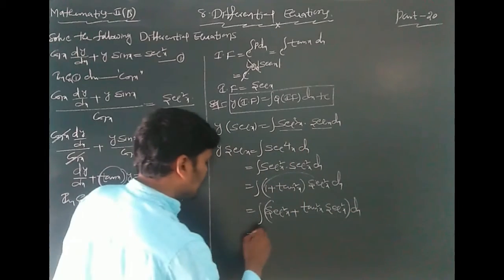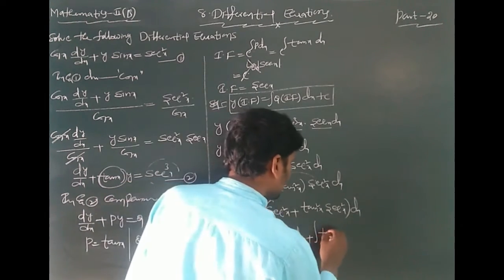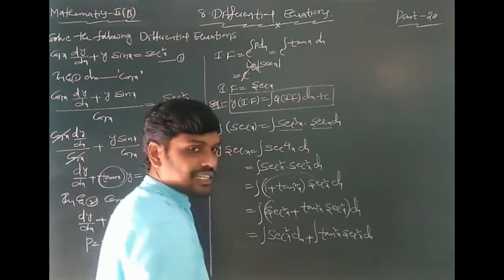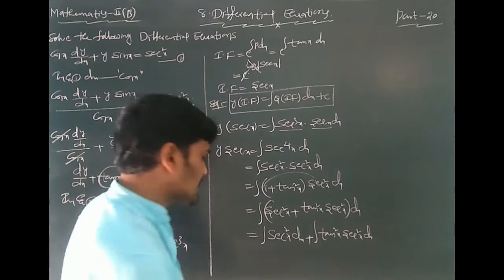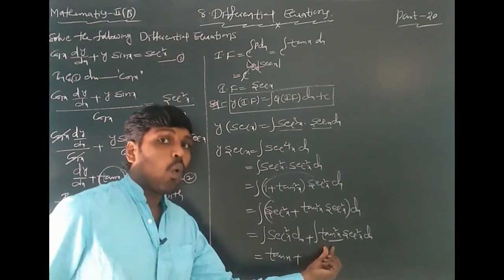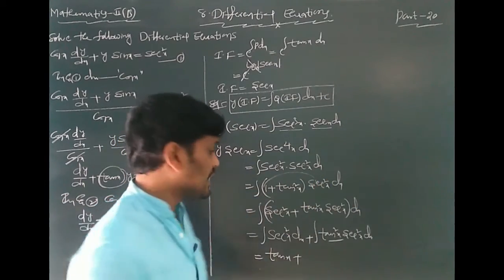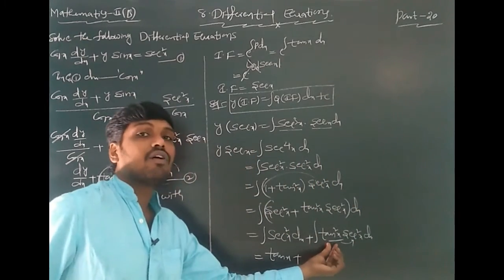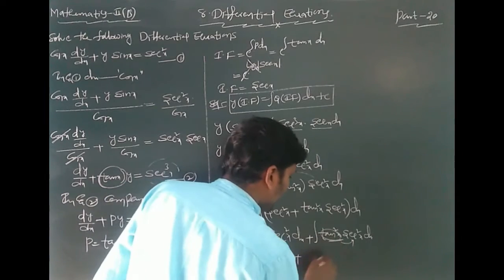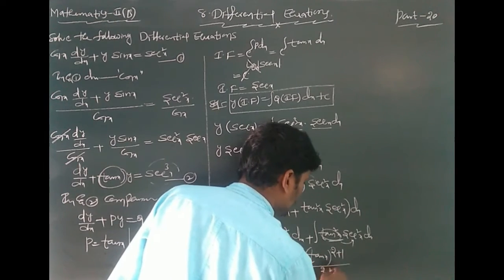After separating, you get integral sec² x dx as the first term plus integral tan² x into sec² x dx. Understood? Here the integration is separated. What is the integration of sec² x? It is tan x. For the second term, see students, suppose f(x) equals tan x. What is the derivative of f(x)? f'(x), the derivative of tan x, is sec² x. This is in the form of integral f(x)ⁿ into f'(x), and the formula is f(x) power n plus 1 by n plus 1. Here f(x) is tan x, power n plus 1, that is 2 plus 1 by 2 plus 1, plus c.